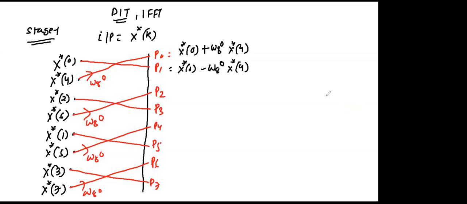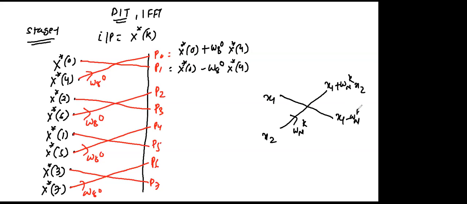If you want, I will recall the DIT butterfly for you. I will write it properly. This is x1, x2, so that it is easy for you. This is x1 plus omega n k, x2. This is x1 minus omega n k, x2. Yes or not? Don't be confused. Okay, this is your butterfly for DIT.